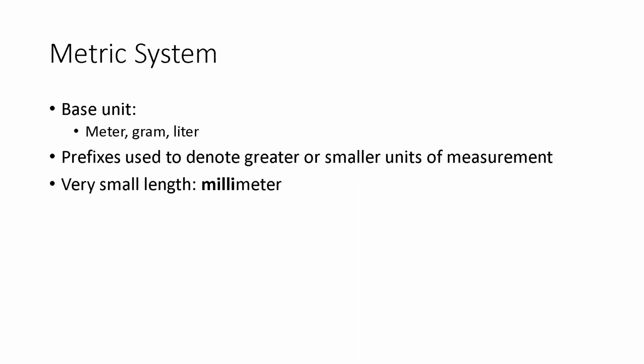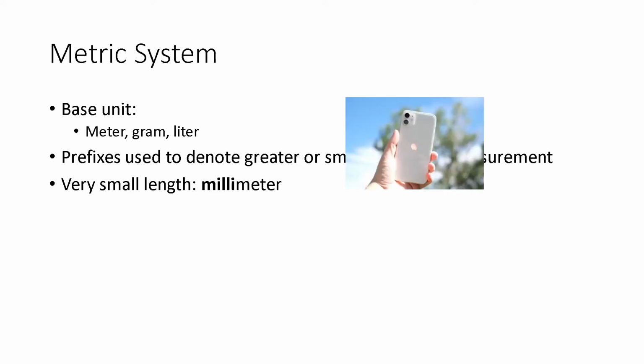If we were going to measure something that had very small length, like say your phone, we would use a millimeter. We'd use very small units of measure, something even smaller than a meter. And that prefix milli tells us that we're measuring something very small.